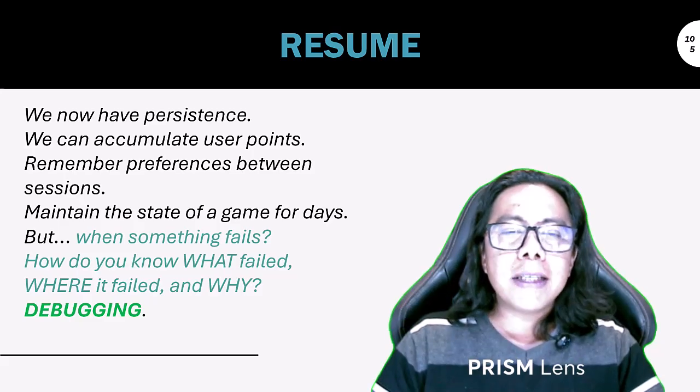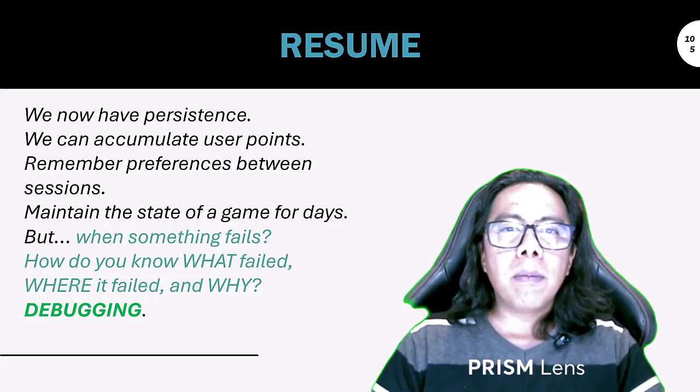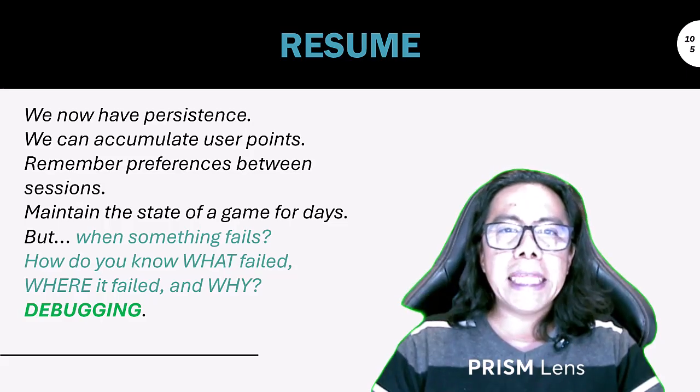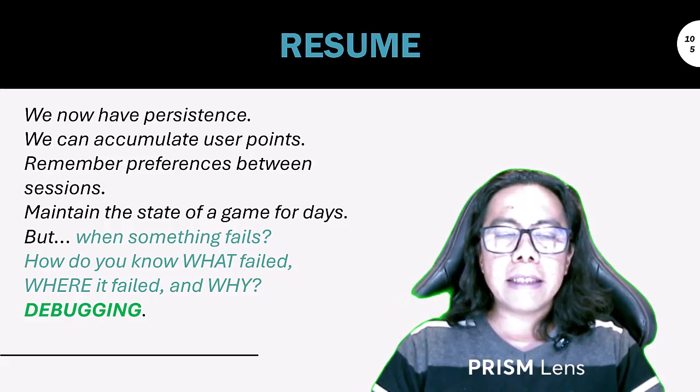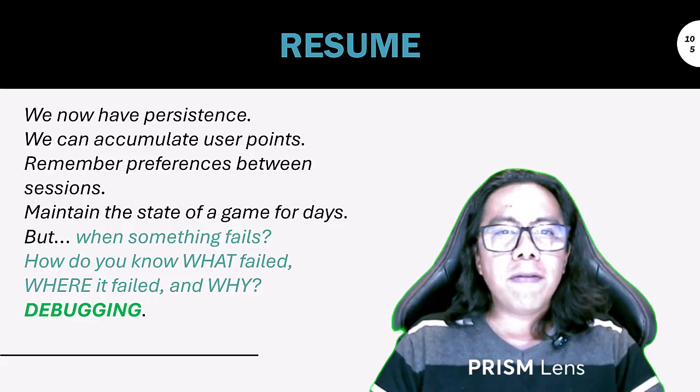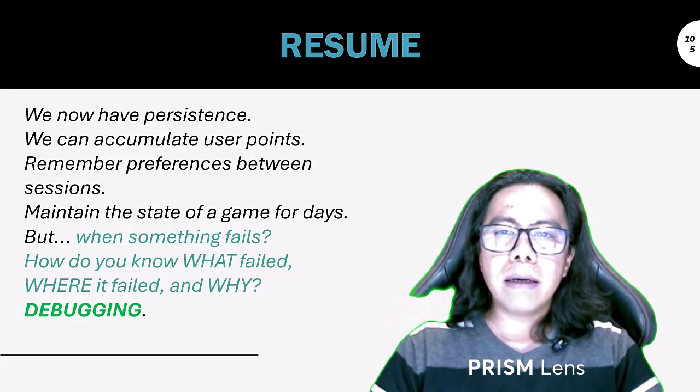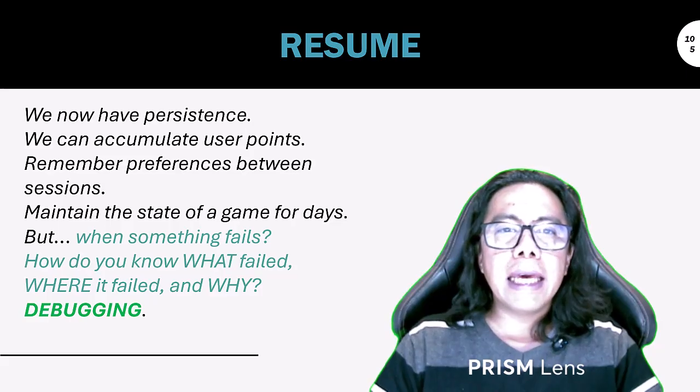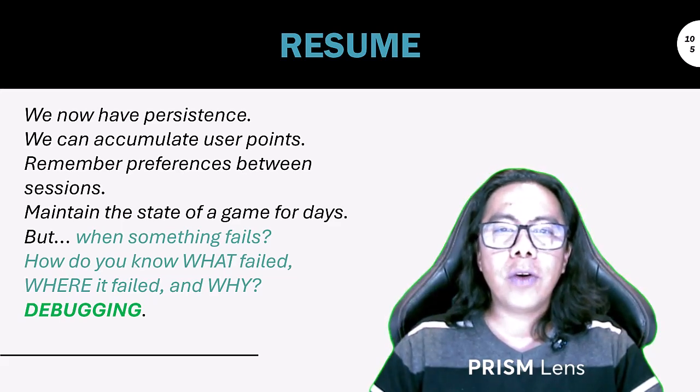We now have persistence. We can accumulate user points. Remember preferences between sessions. Maintain the state of a game for days. But when something fails, how do you know what failed, where it failed, and why? Debugging: the art of finding the error that you yourself created, and the art of not crying while you do it. In the next video, debugging and logging.